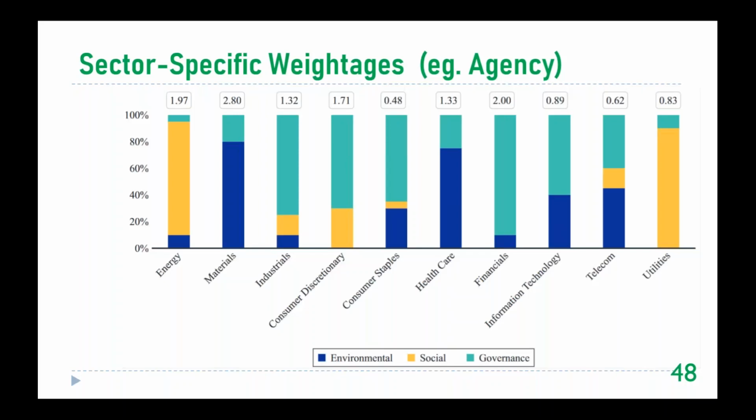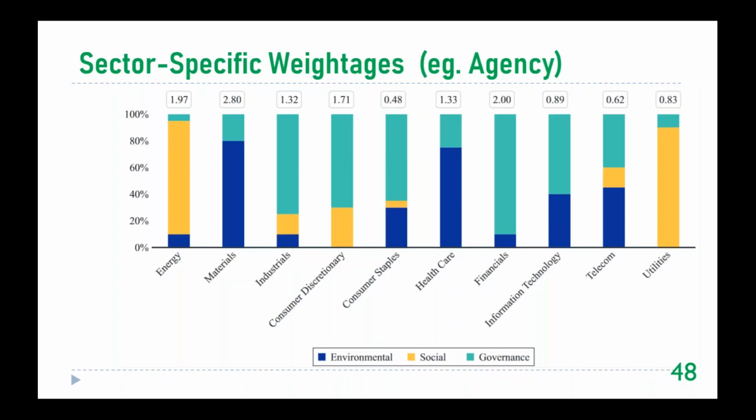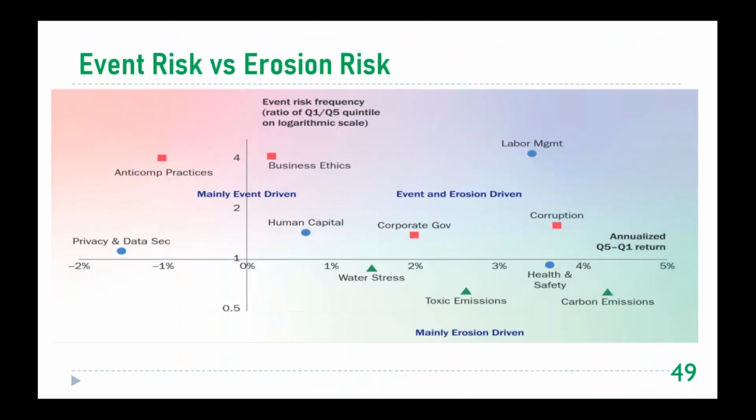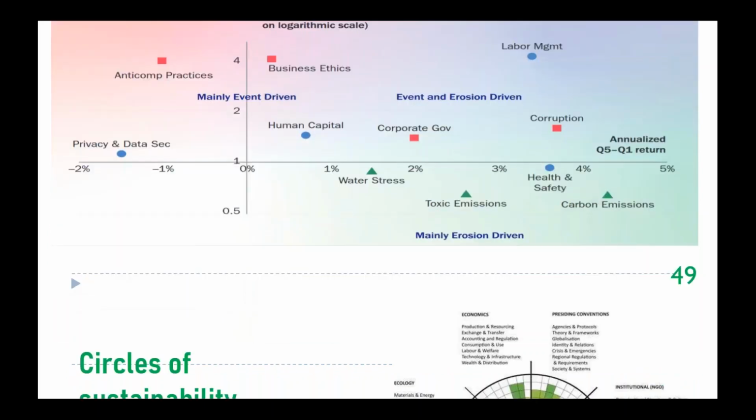And conversely, you can see that in the case of utilities, it's mostly social and governance. The environment factor again seems to be near 0, but that's how the investment weightages work broadly. So event risk versus erosion risk. Environmental erosion versus an event happening. You can come back and spend a little bit of time to understand how this falls into these different quadrants when you find the time to come back and look at it.